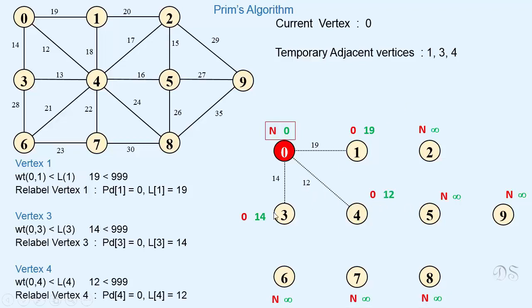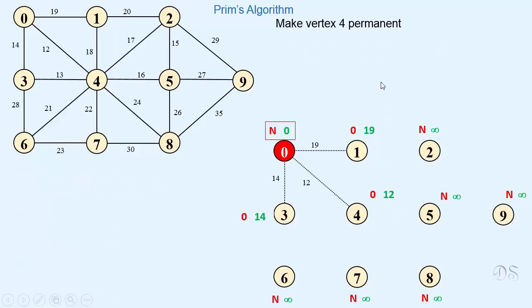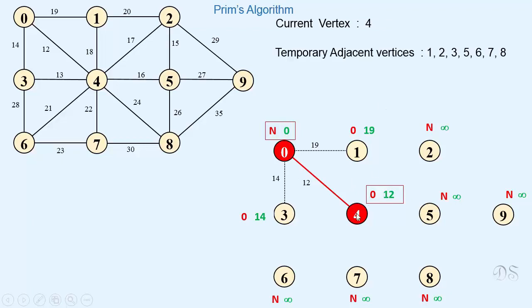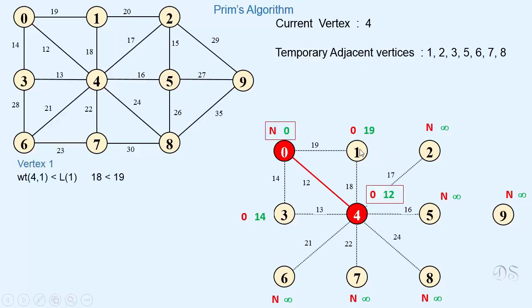Now from all the temporary vertices, this vertex 4 has the minimum value of length. So we'll make it permanent. Now predecessor of 4 is 0. So this edge 0, 4 is included in the minimum spanning tree. Now 4 is a current vertex. So we'll examine all temporary vertices adjacent to this vertex 4. First we take this vertex 1. This 18 is less than 19. So we'll relabel it.